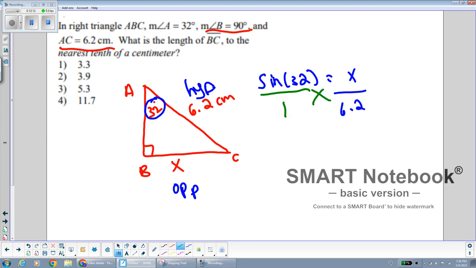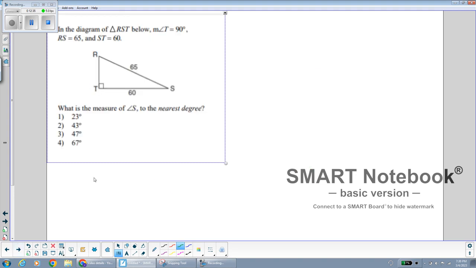Let me cross multiply this all. 6.2 sine of 32 is equal to X. Let me type that into my calculator to see what X is. And to the nearest tenth of a centimeter, X is approximately 3.3 centimeters.